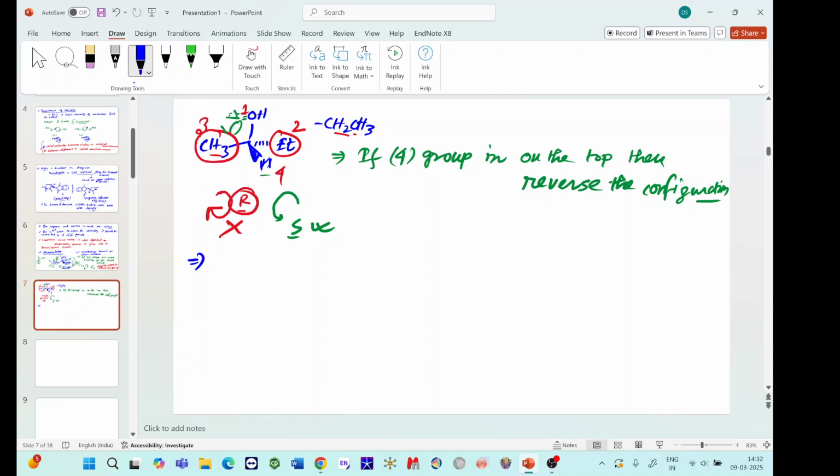If you have your least priority group on the plane, not on the back or on the top, then what you will do? Suppose this ethyl group, then you have hydrogen, you have one bromo, and you have CH3, right? So now what you will do? If your visualization power is enough, then you can see it from here. You just number it 1, 2 and 3. So this will be counterclockwise, this will be S.